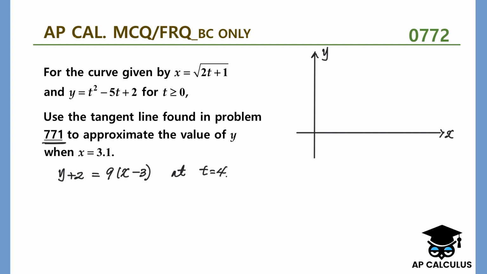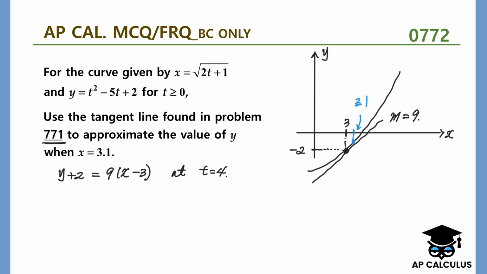Let's say we have a parametric curve like this, and when x is 3, we have negative 2 here. The slope of this tangent line was 9, and we're trying to approximate when x is equal to 3.1. Suppose this value is 3.1. The actual value is right here, but we are using this tangent line to approximate this value.